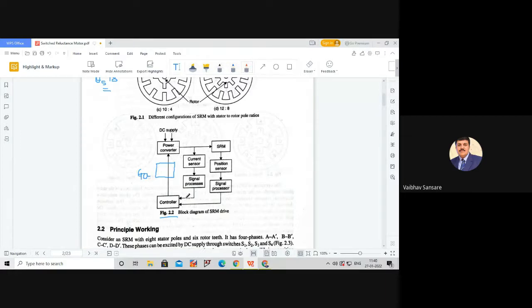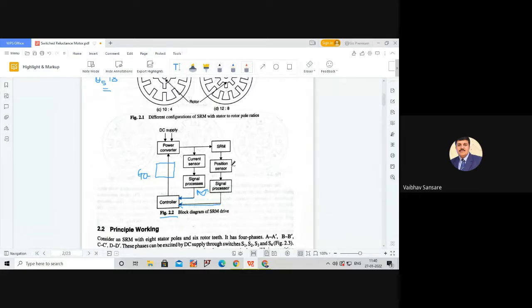It will be given to the controller, and the second input to this controller is the position sensor. That is the position of the rotor. Again, that position is sensed with the position sensor through a signal processor, and it will be given to the controller. Now, what is the necessity of the signal processor blocks in the current sensors and position sensors?